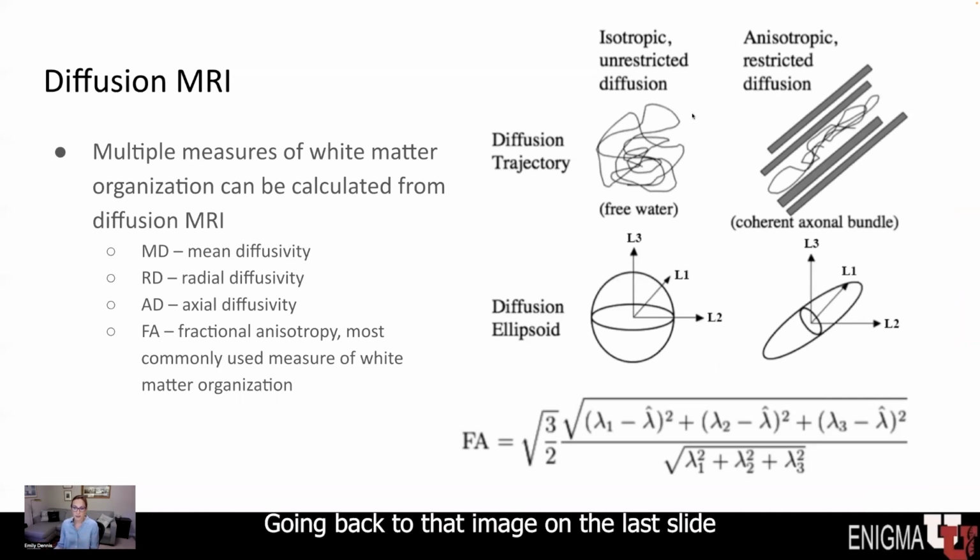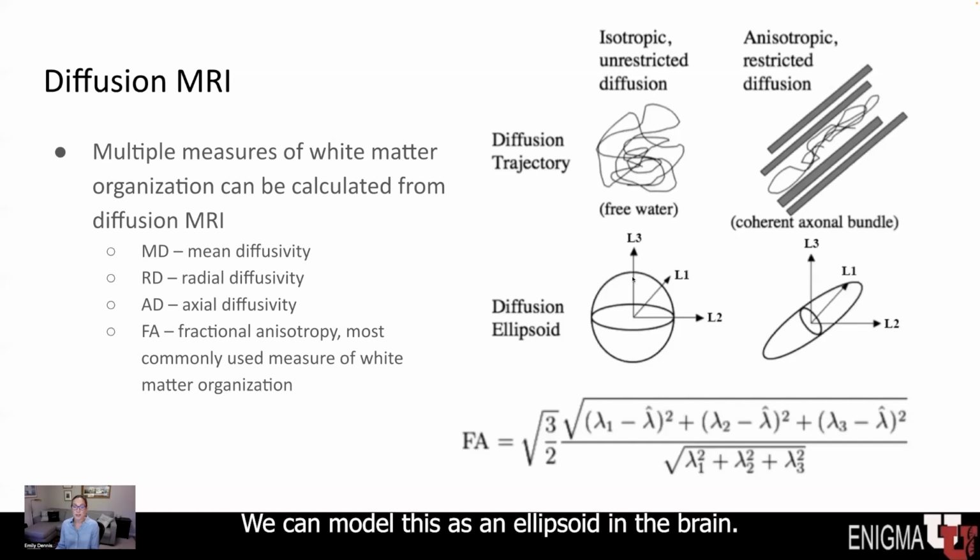So going back to that image on the last slide where the CSF had a lot of movement, that's an area where we have water that can move relatively freely, and we call this isotropic diffusion, meaning that it's random in all directions and not preferentially along one direction. Whereas in an axon bundle, water is going to have more anisotropic diffusion. It's going to move primarily along one direction rather than all of them equally.